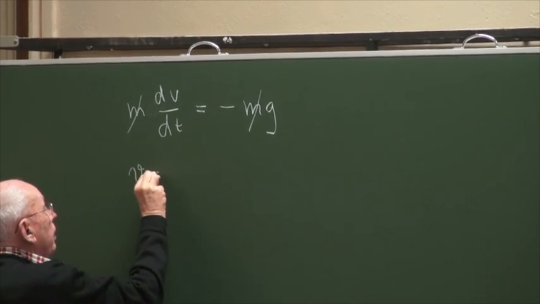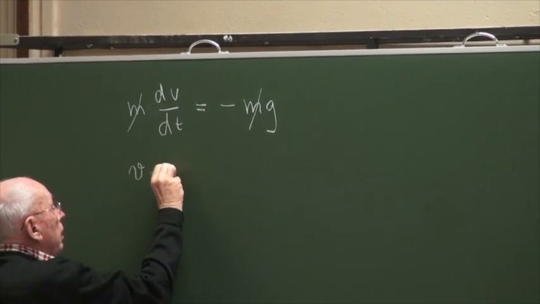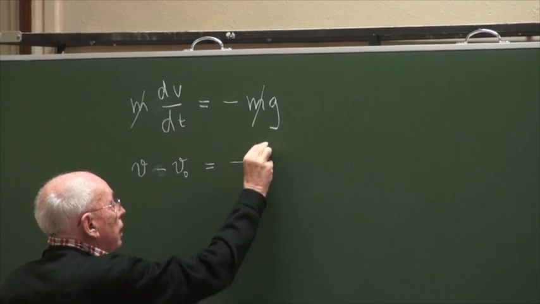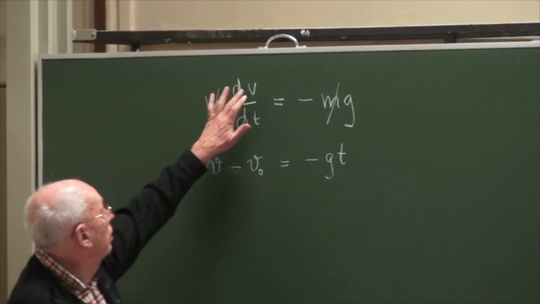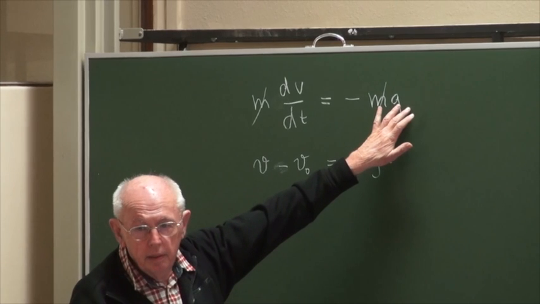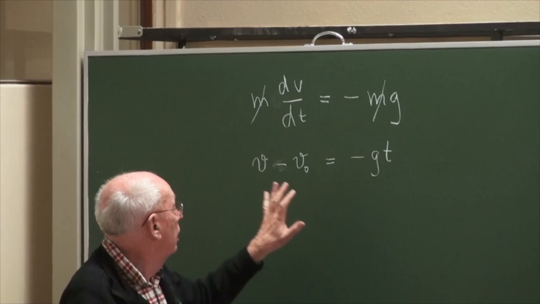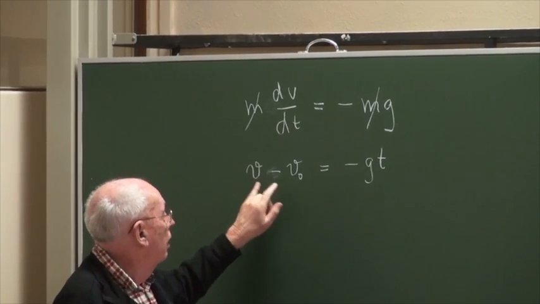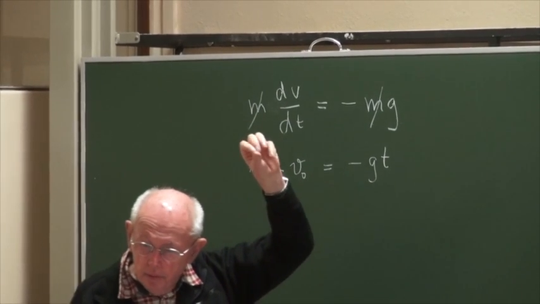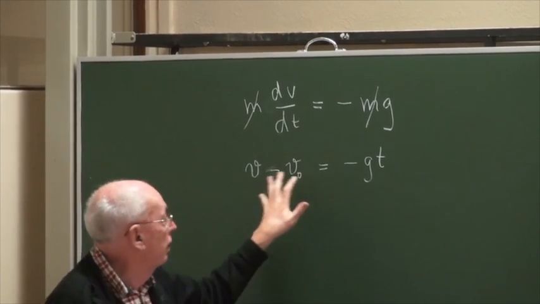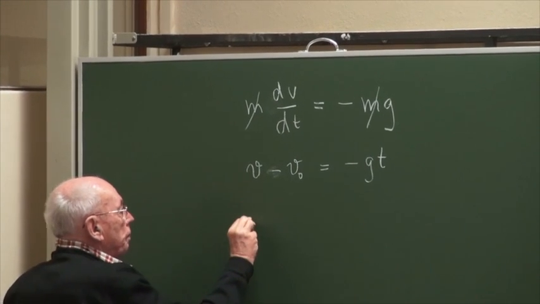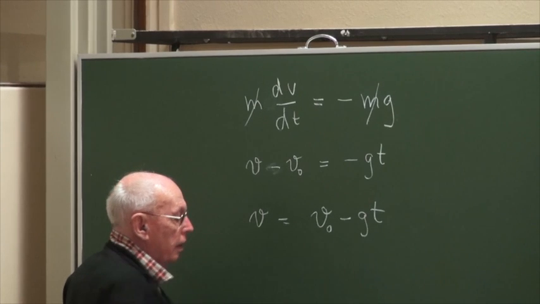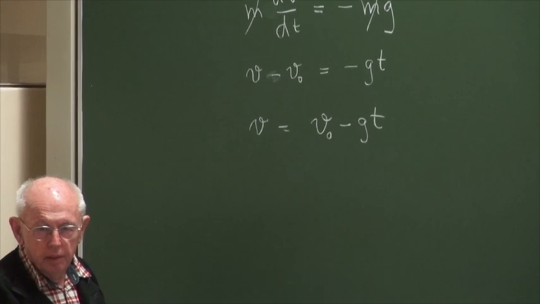What it means then is v minus v0 is equal to minus gt. So I'm taking this dv, and I take the dt over there, and I integrate. I assume I start with time t equal to zero, that's why I just have a t there. But I start with a general velocity v0, and then I get this equation, and you have learned this in some way in your high school.